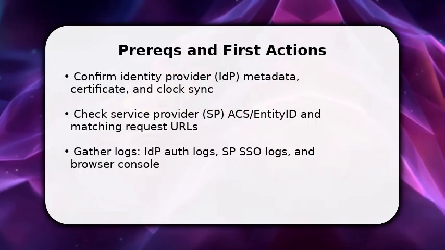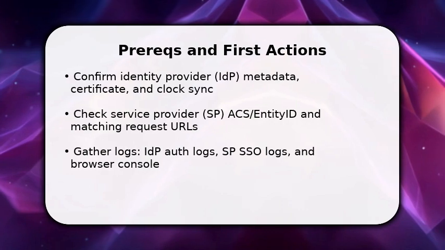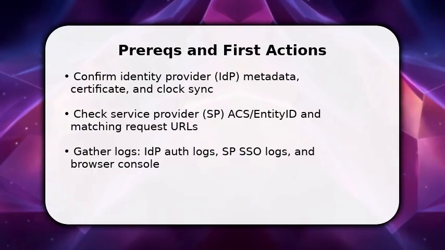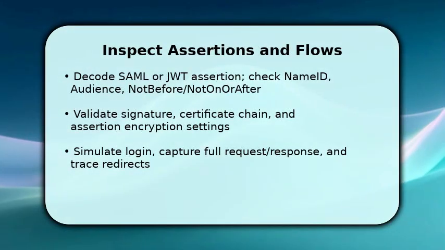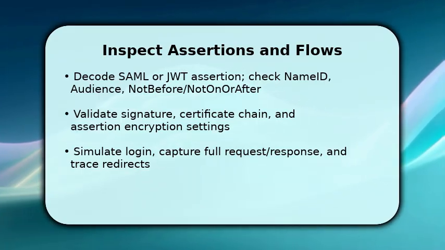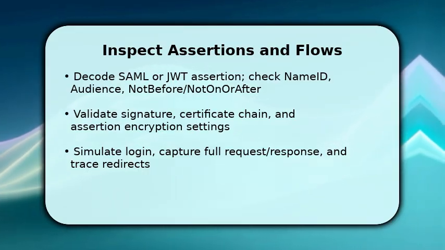While you're at it, collect recent authentication logs and a browser console capture so you can reproduce the request. These artifacts will guide the next, deeper checks. Once done collecting data, decode the SAML or JWT assertion to inspect payload fields like audience, name ID, and time windows because they explain rejection reasons.